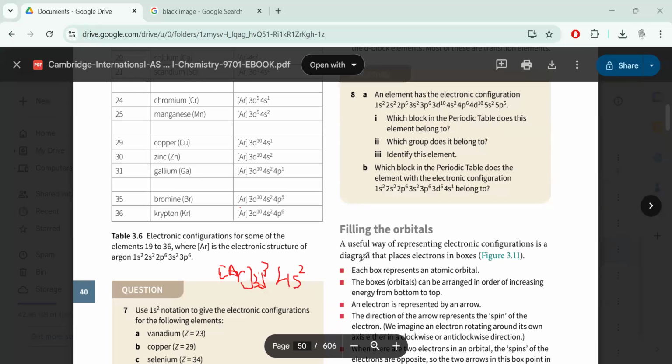Okay, hold on. Yeah, it's 23, right? I'm going to double check. So the electronic configuration of vanadium is indeed argon here, which is 18, and 3d3 plus 4s2, which sum up to the additional electrons, which is 5. So 18 plus 5 is 23. I hope you can understand.